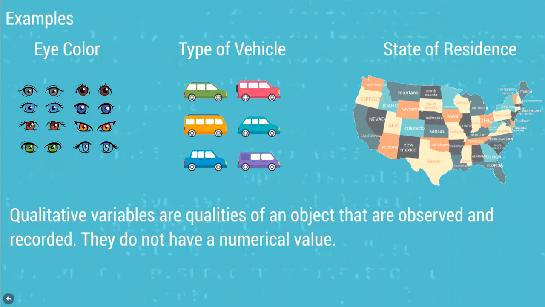The type of vehicle, an SUV, a van, a bus, a sedan, that is qualities that describe the vehicle. The state of residence of an individual. For example, I was born in Wisconsin. I lived in Wisconsin for 18 years. That was my state of residence for 18 years, but now my state of residence is Texas. And so that's describing the quality of the state in which I live. It has no numeric value. So these qualities are observed and recorded. They do not have any numerical value at all.